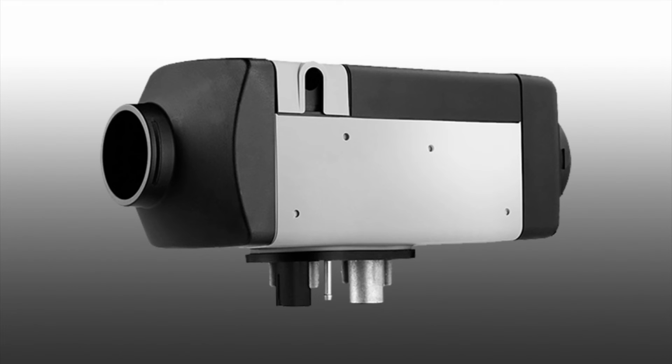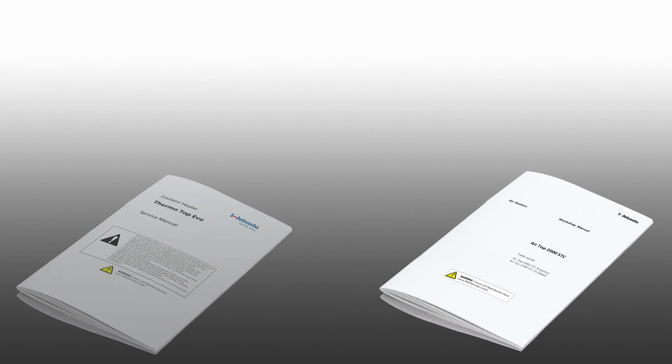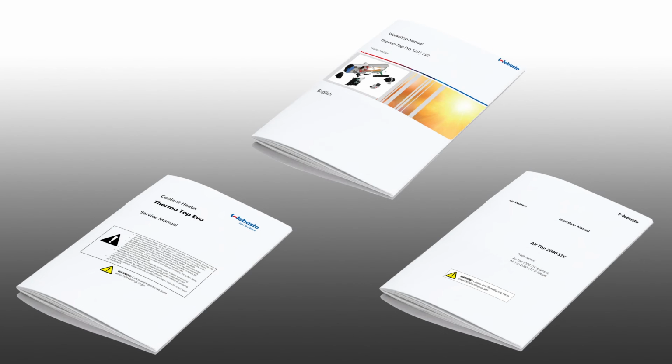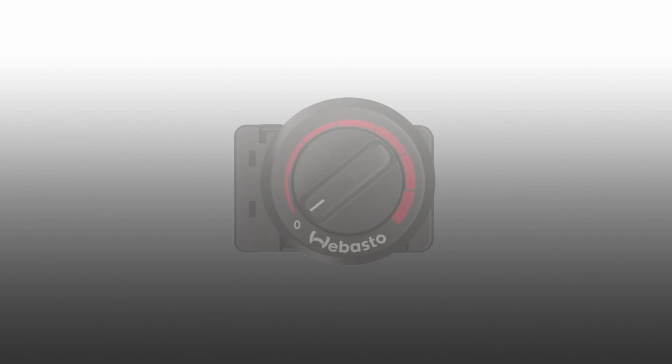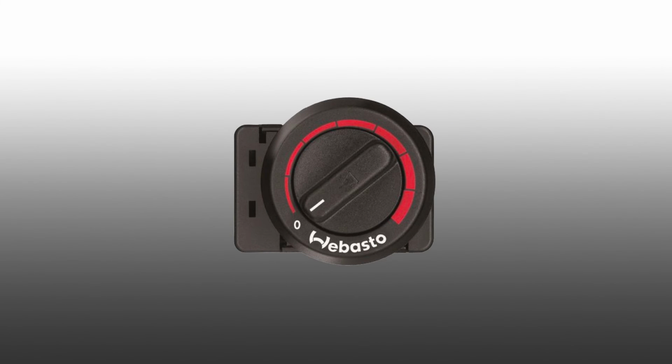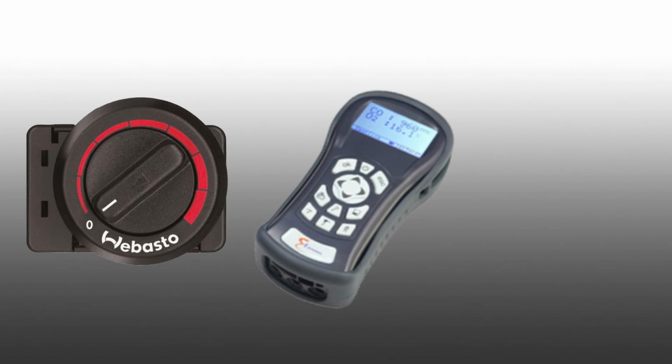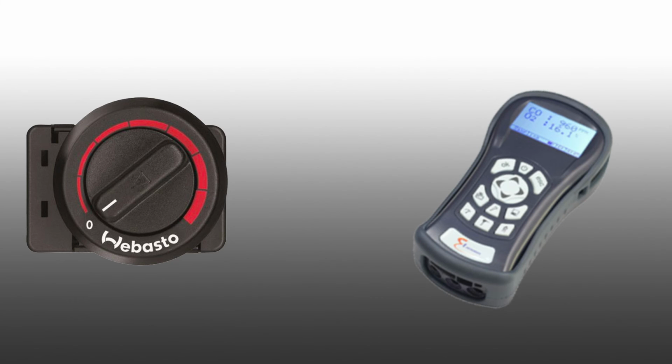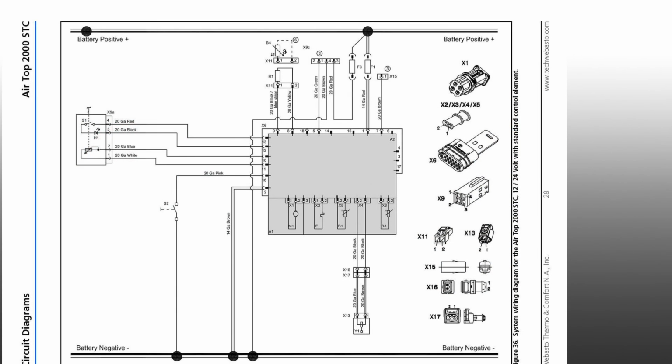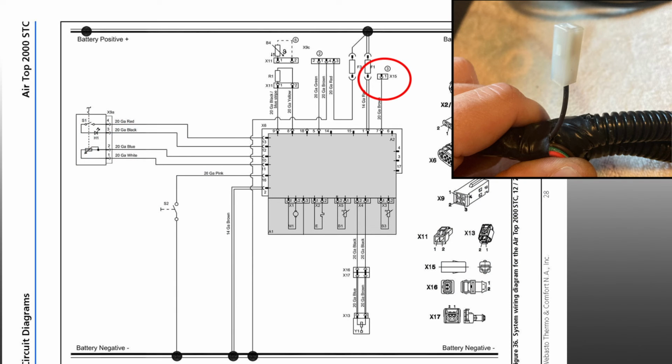This procedure covers the Airtop line of heaters and is offered as an example. Please consult the service manual for the model of heater you're working on for the specifics, as well as the target CO2 specification. The rheostat control dial can be used in conjunction with a calibrated exhaust gas analyzer to adjust the CO2 output. With the control dial in the off position, ground the brown wire on the X15 connector.